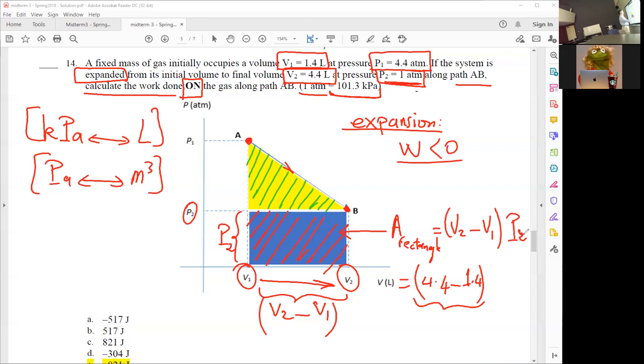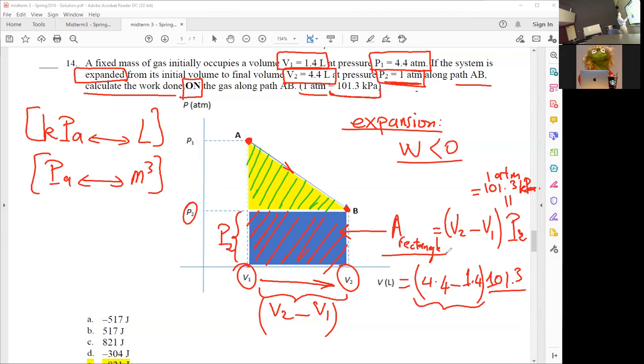Now P2 is 1 atmosphere, and it's equal to 101.3 kilopascal. So I'll use then 101.3 kilopascal for the pressure P2. So this will give me area rectangle.